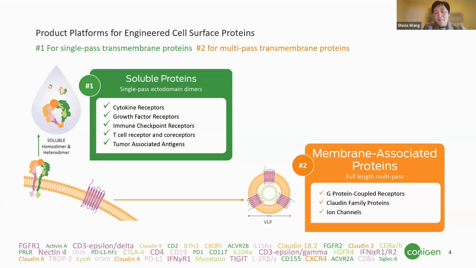multi-transmembrane domain proteins. These multi-transmembrane domain proteins, we display using nanomolecular particles. These proteins include 2 to 14 transmembrane domain proteins. For example, GPCRs, ion channels, and transporters all belong to this multi-transmembrane domain complex protein group.